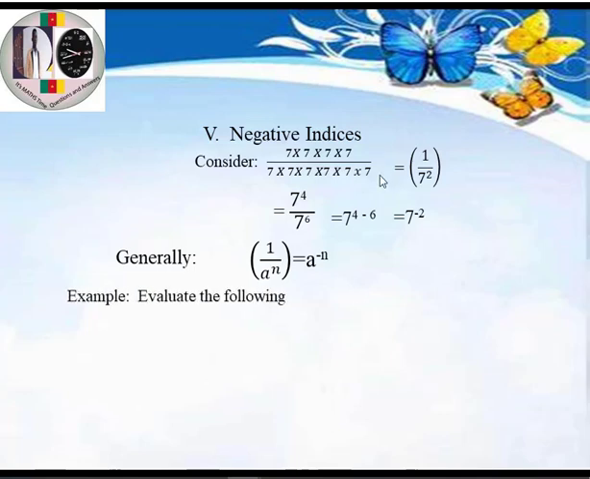For example, let's evaluate the following. 3 power minus 4 is the same as 1 over 3 power 4, which is the same as 1 over 81. Also, minus 2 power minus 1 is the same as 1 over minus 2 power 1. And minus 2 power 1 is minus 2. So we are going to have minus a half. So that is how we handle negative indices.